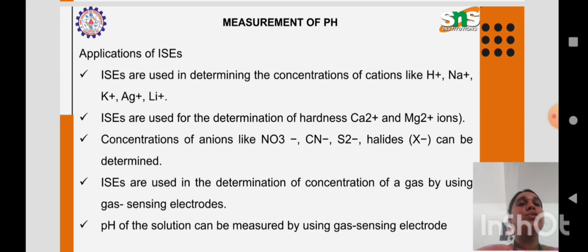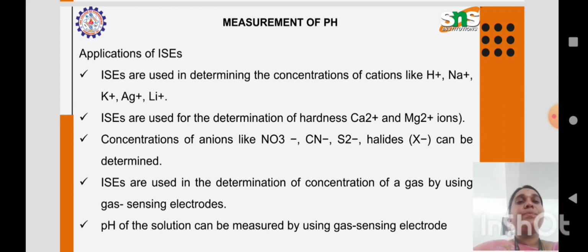It is also used to determine the concentration of gas using gas sensing electrodes. The pH of solutions can be measured using a gas sensing electrode. The internal standard electrode can also be used for cations, anions and halides, and also the hardness in the water sample.